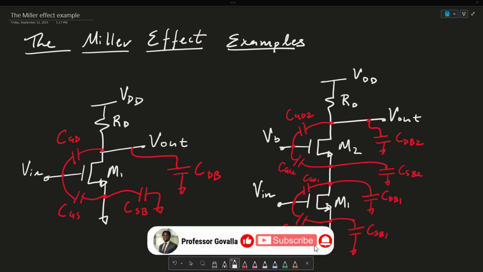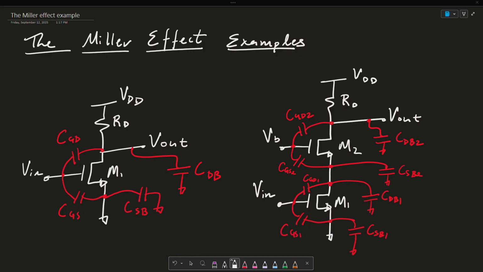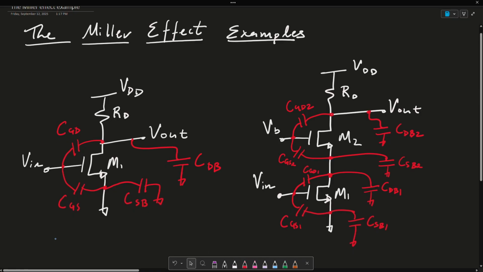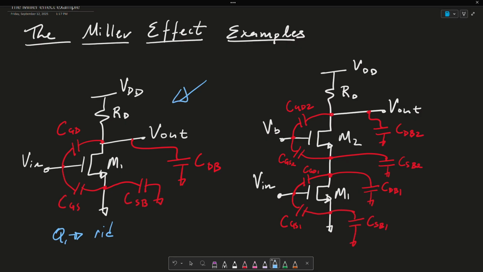My name is Professor Gavala, and today I'm going to be doing the second installment for the Miller effect examples, specifically talking about the high frequency model of the MOSFET and these three different questions. Question one is which capacitors can we get rid of in these two models, this being the first model and this being the second model. The second question being which capacitors can be merged. And the third question being which capacitance experiences Miller's multiplication.